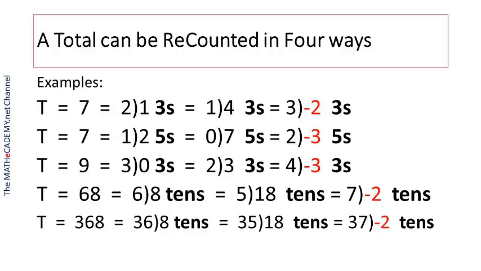A total of 68 can be recounted as 6 bracket 8 tens, or as 5 bracket 18 tens, or as 7 bracket negative 2 tens. A total of 368 can be recounted as 36 bracket 8 tens, or as 35 bracket 18 tens, or as 37 bracket negative 2 tens.